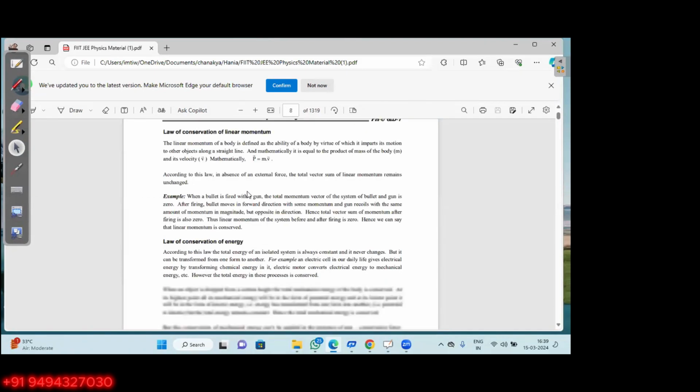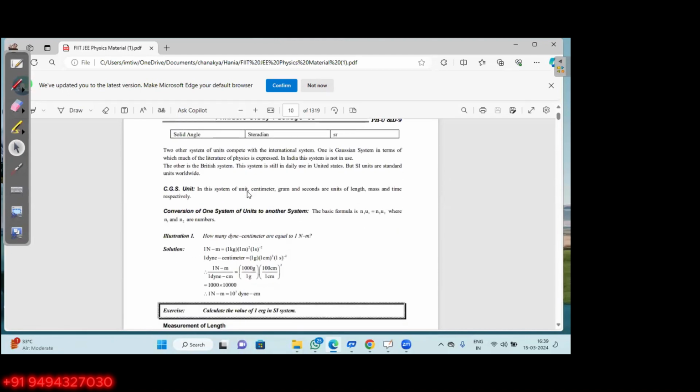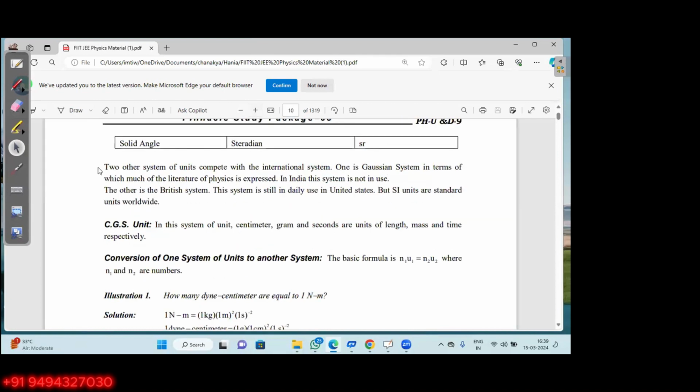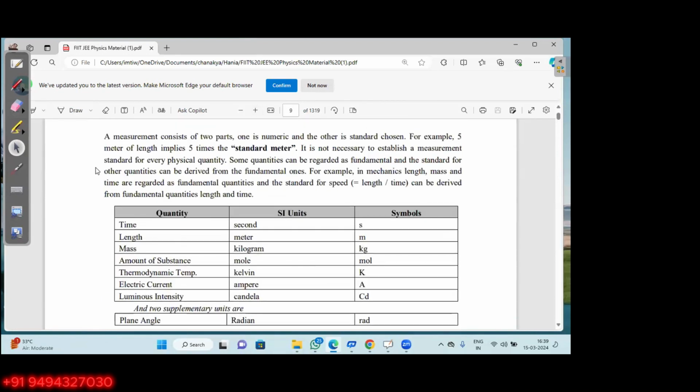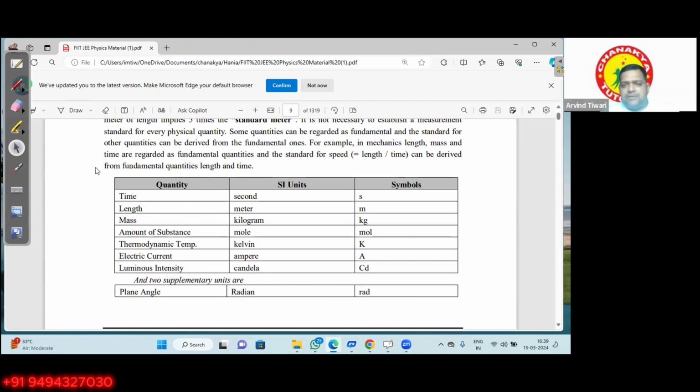Length, time, current, temperature, luminosity, okay. So these were the units which we studied. You can see here, we have studied length, mass, time, temperature, amount of substance, electric current, and luminous intensity. Okay, so these were the seven fundamental quantities which we studied.